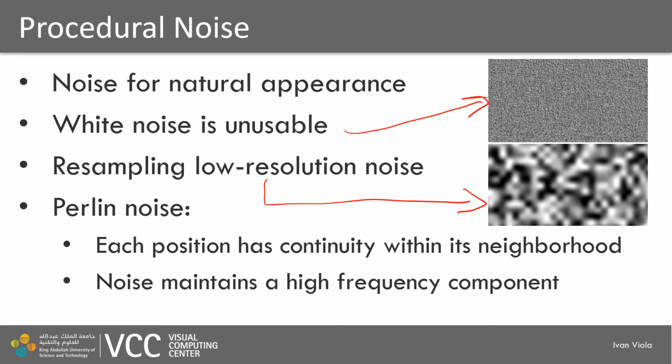It is continuous within its neighborhood, so unlike the white noise, where this is not the case, the value the Perlin noise function has in its neighborhood is of similar value. It's not randomly changing, or it is randomly changing, but is similar to the value which we have at our current position. And the other aspect which it targets is that it has a high frequency component, which is not present in this resampled low resolution white noise example.